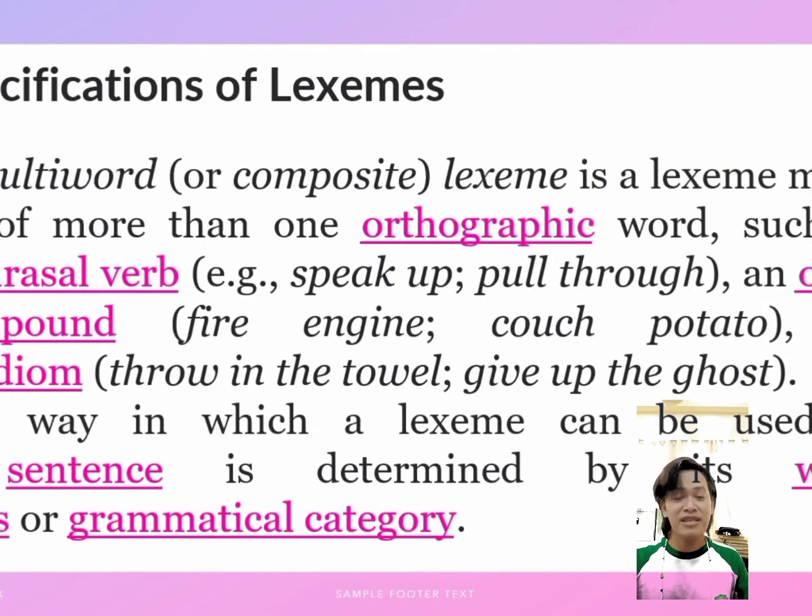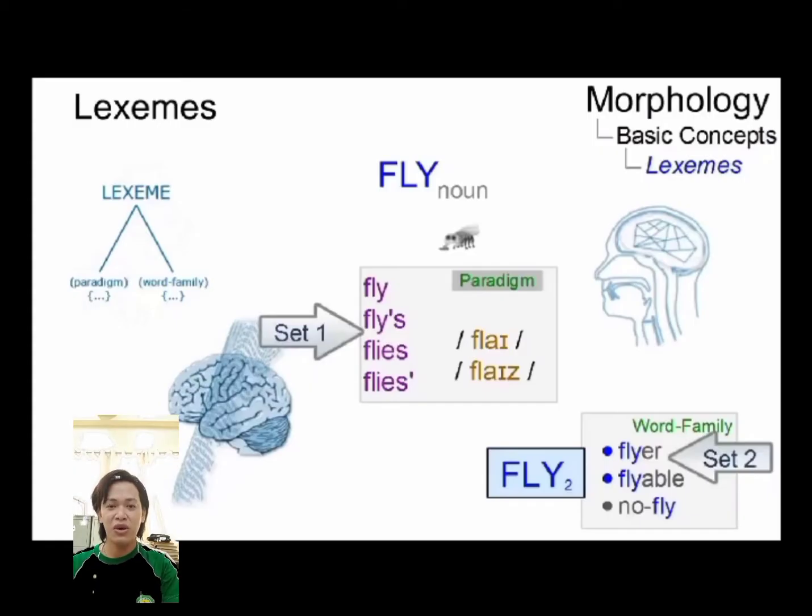A multi-word or composite lexeme is a lexeme made up of more than one orthographic word, such as a phrasal verb, for example, speak up, pull through, an open compound like fire engine or couch potato, or an idiom, throw in the towel or give up the ghost. The way in which a lexeme can be used in a sentence is determined by its word class or grammatical category. Therefore, a lexeme is defined as the fundamental unit of the lexicon of a language, also known as lexical unit, lexical item, or lexical word.